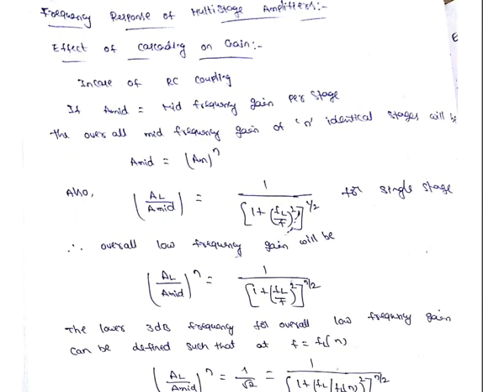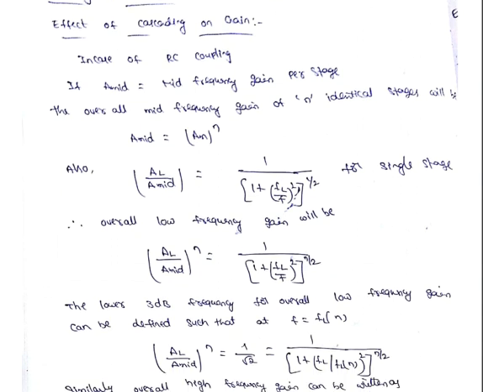The frequency response of a multi-stage amplifier. So the effect of cascading on the gain and the bandwidth we can see here. In case of an RC coupled amplifier, if AV mid is the mid frequency gain per stage, then the overall mid frequency gain of n identical stages will be A mid to the power n. So AL by A mid, from our previous analysis, is 1 by root over 1 plus (FL by F) whole square for a single stage. So the overall low frequency gain for n stages is this expression.